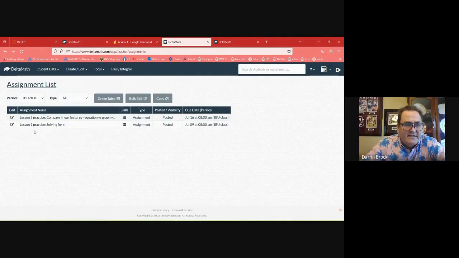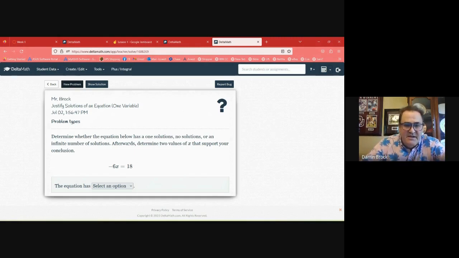When you log in there, we've got lesson 1, which is this week. This is next week's lesson 2. But when you go to lesson 1, when you click on that, this is practice for you, and you're supposed to determine whether this has one solution, no solutions, or an infinite number of solutions, and then determine two values of X that support your answer. So negative 6X 18, we'll do this first one as an example.